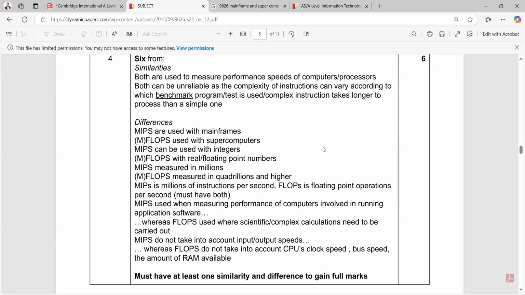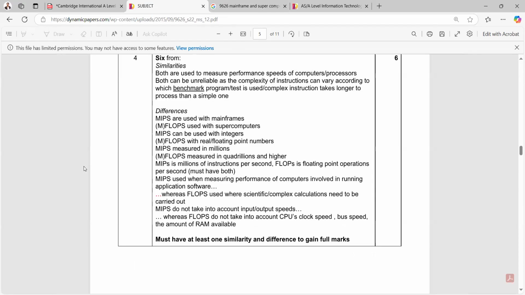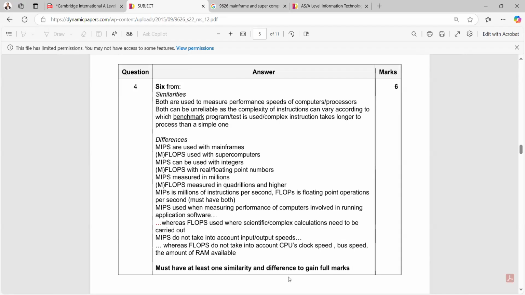So the question said that you need to discuss their similarities and differences with their performance metrics. Performance metrics are what you use to measure the speed of any computer. Right now, both of these units will be used in this question. If you write only simple differences or similarities, you will not get full marks. The marking scheme says there should be at least one similarity and one difference to gain full marks. Okay, so I am sending you this.